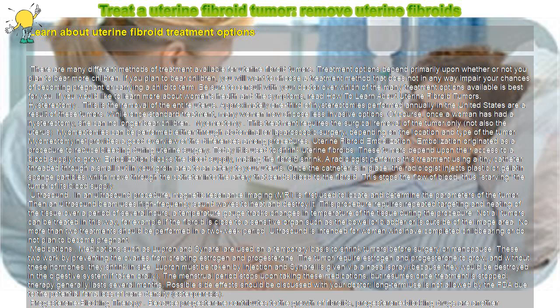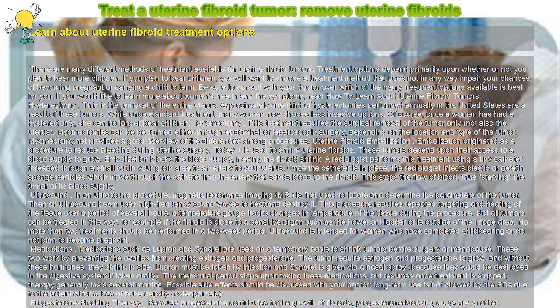Uterine Fibroid Embolization. Embolization originated as a procedure to reduce bleeding during uterine surgery. Today it is used to shrink uterine fibroids. These tumors depend upon their access to a blood supply to grow. Embolization blocks the blood supply, making the fibroid shrink.